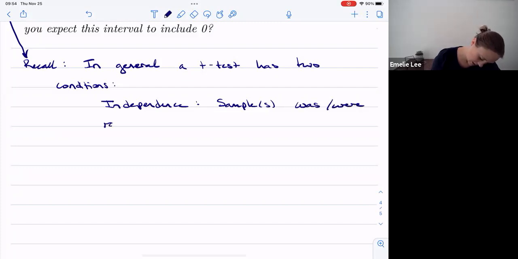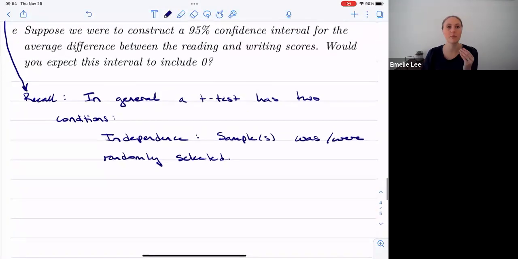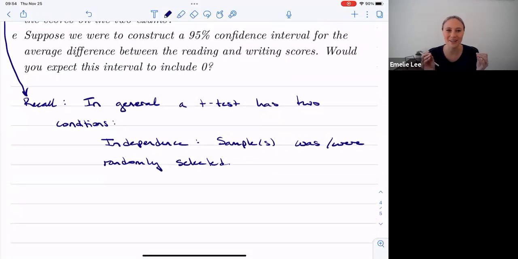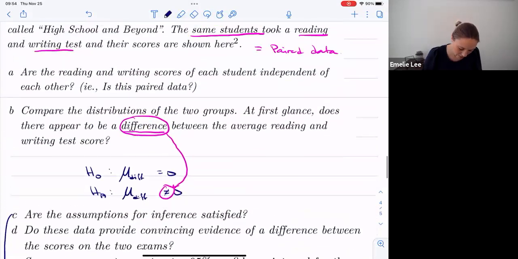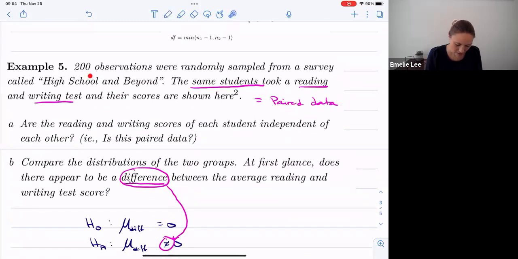were randomly selected. Now, in the case of paired data, we're saying that they're paired on the subject. But what we're assuming and what we have to check is that each subject, so each student in this case, was randomly selected. Let's see here. 200 observations were randomly sampled from a survey called High School and Beyond. And so here it looks like it was satisfied. As long as your sample of subjects were randomly selected, then it checks out.